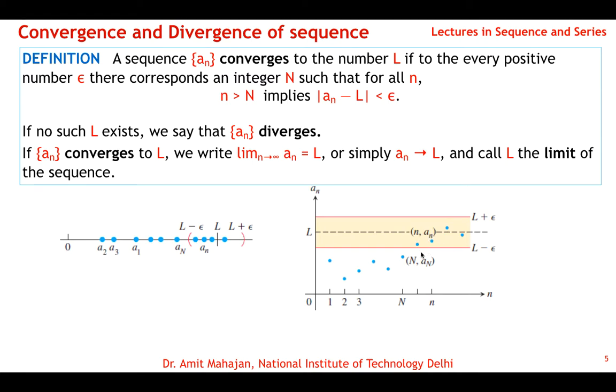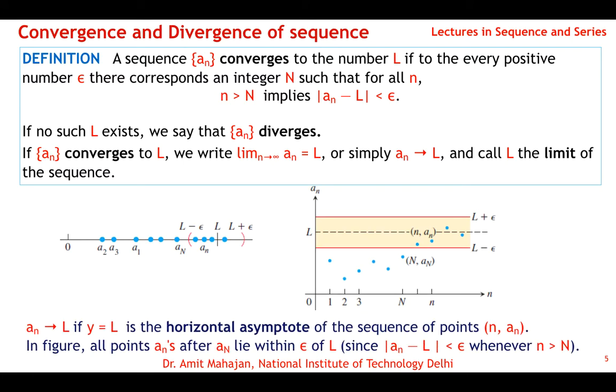So this is the definition, and this also means that if an converges to L, then y equals L is the horizontal asymptote of the sequence of points (n, an). So this acts as a horizontal asymptote for this sequence when n goes large. And in the figure, all the points an after the point n lie within the epsilon distance of L.